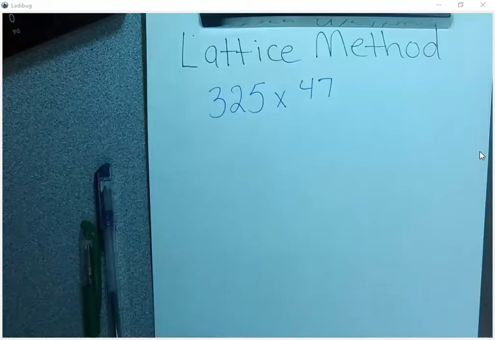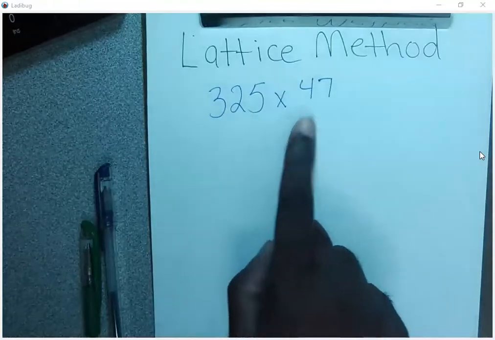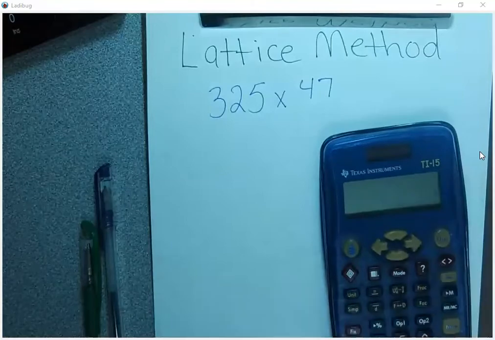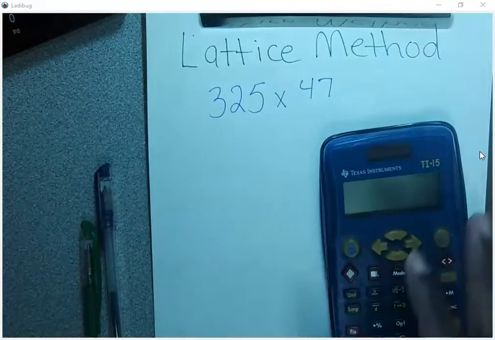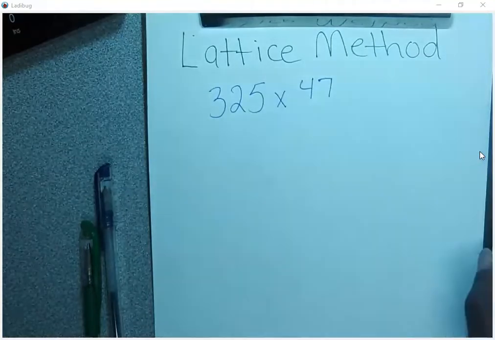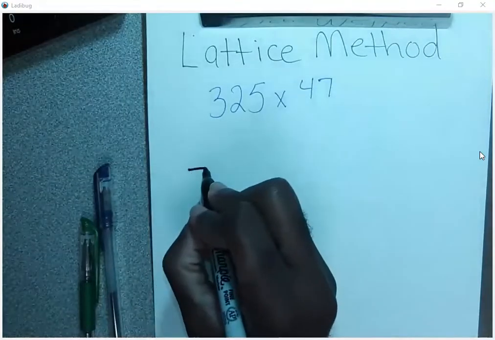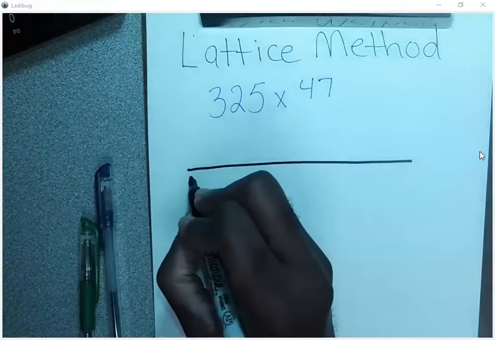For today, we're going to use 325 times 47. And we do have a calculator we're going to use to check our work as well once we're finished doing the work on paper. So our last method is basically numbers around a box. So we're going to give us a nice rectangle.